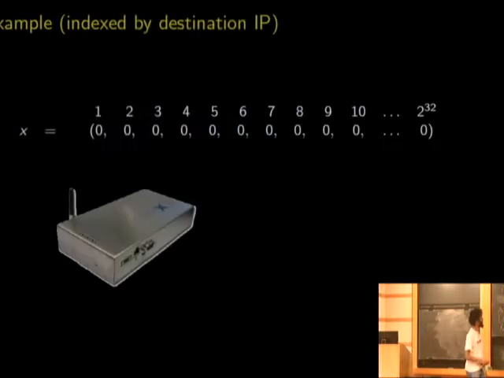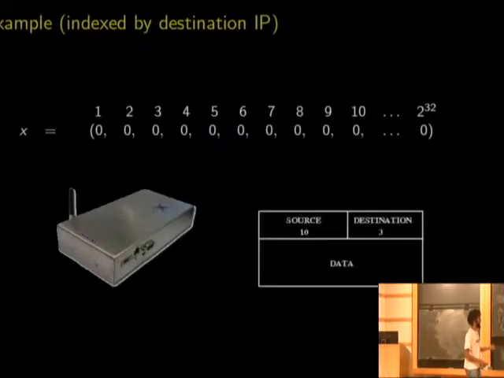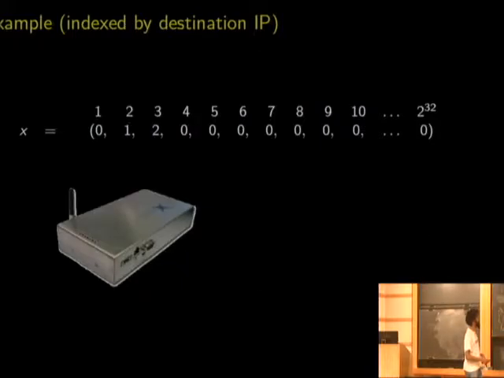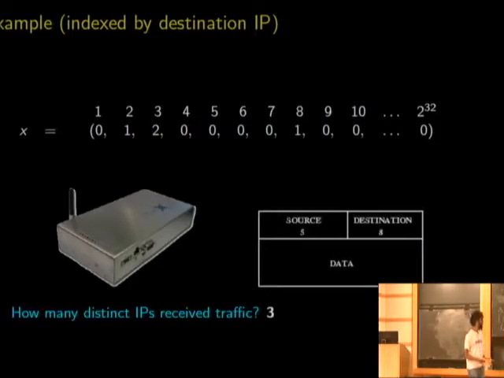Just so we're on the same page, here's my router. Here's my 2^32 dimensional vector, because that's the number of IP addresses in IPv4. And I see packets. A packet going to destination 3, maybe I interpret that as increment x_3. I see a packet to destination 2, increment x_2, and I see a sequence of packets. At the end of the day, someone asks me how many distinct IPs received traffic, which is some function of the vector, the support size of the vector. I should be able to answer this question and other such questions without actually storing this 2^32 dimensional vector in memory.